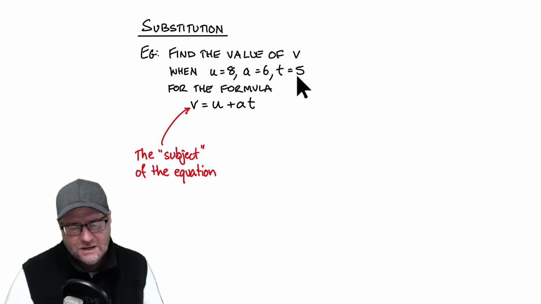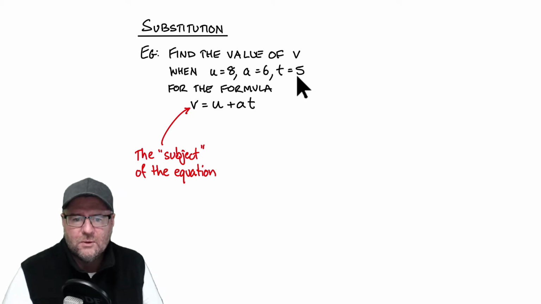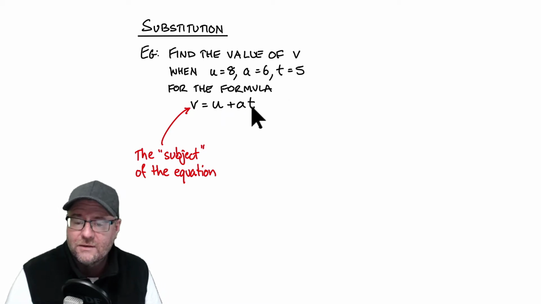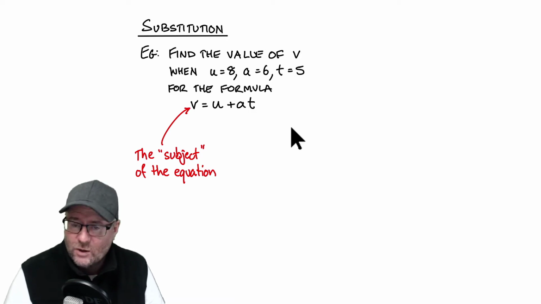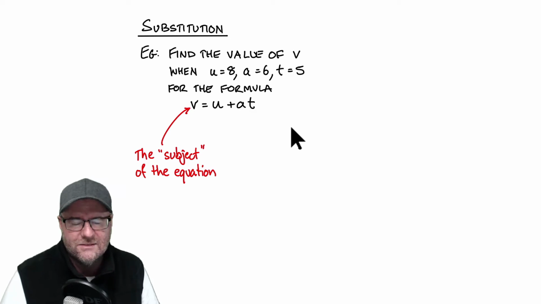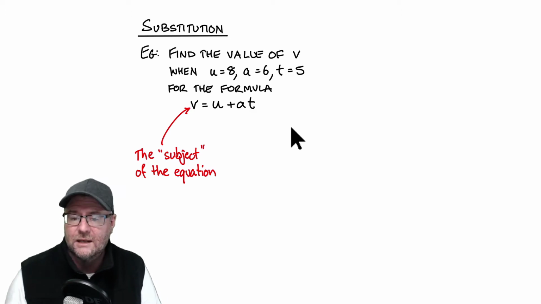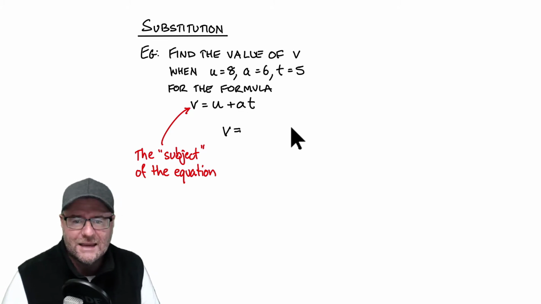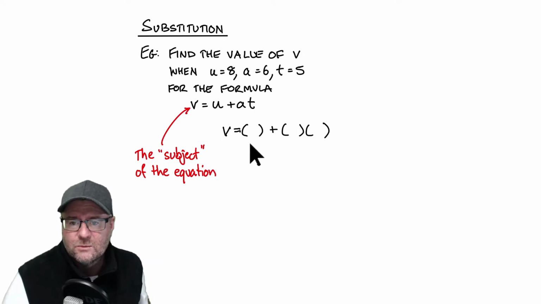Now, here's where it gets controversial, because most people will just go and replace the U with an 8, the A with a 6, and the T with a 5. And for many questions, that will work fine. However, I would like you to get into this habit, and I'm going to explain and show you why in a moment. First of all, we're going to rewrite the equation, but everywhere I see a pronumeral other than the subject, I'm going to replace it with a set of brackets.